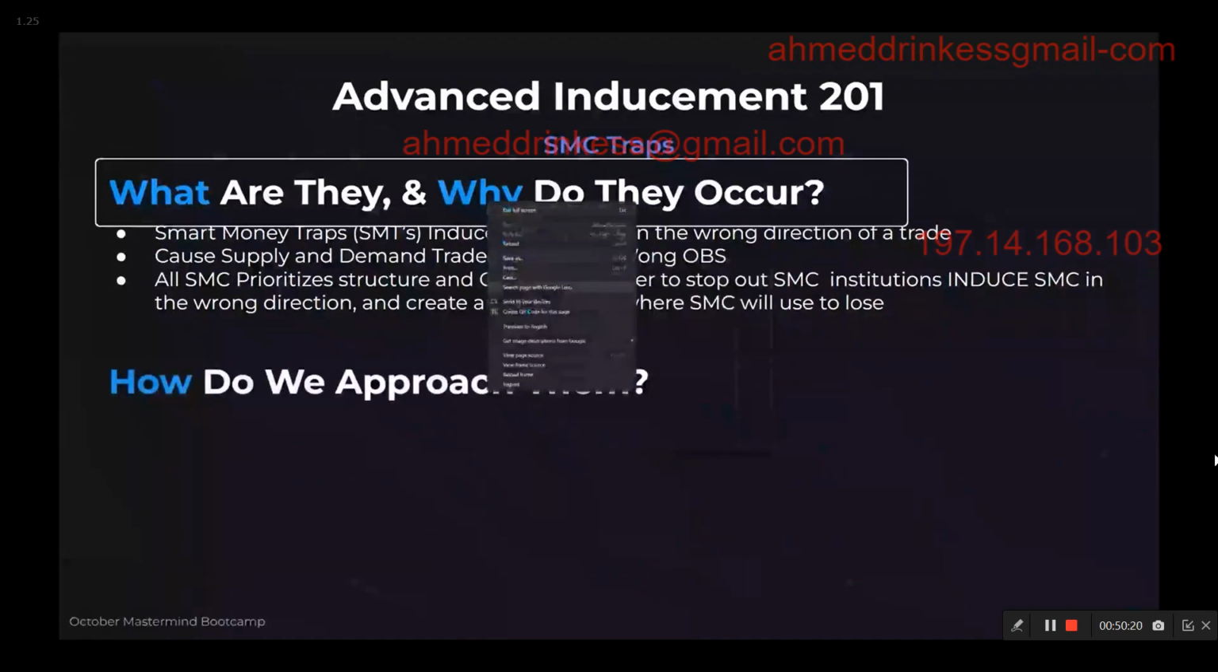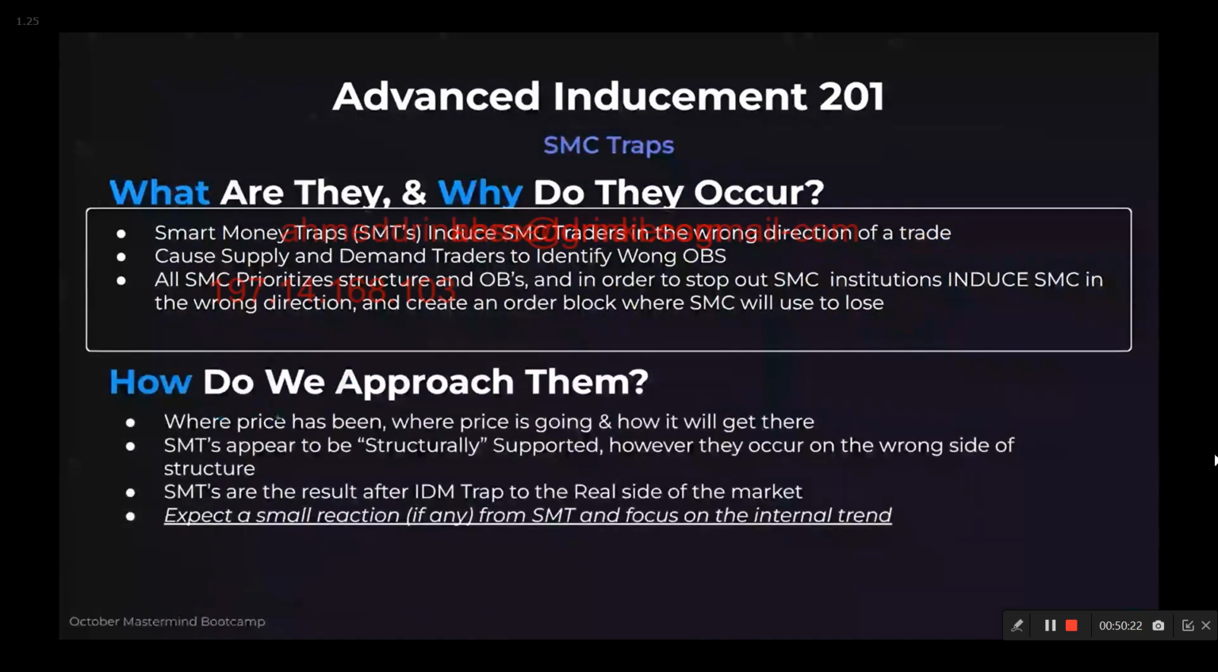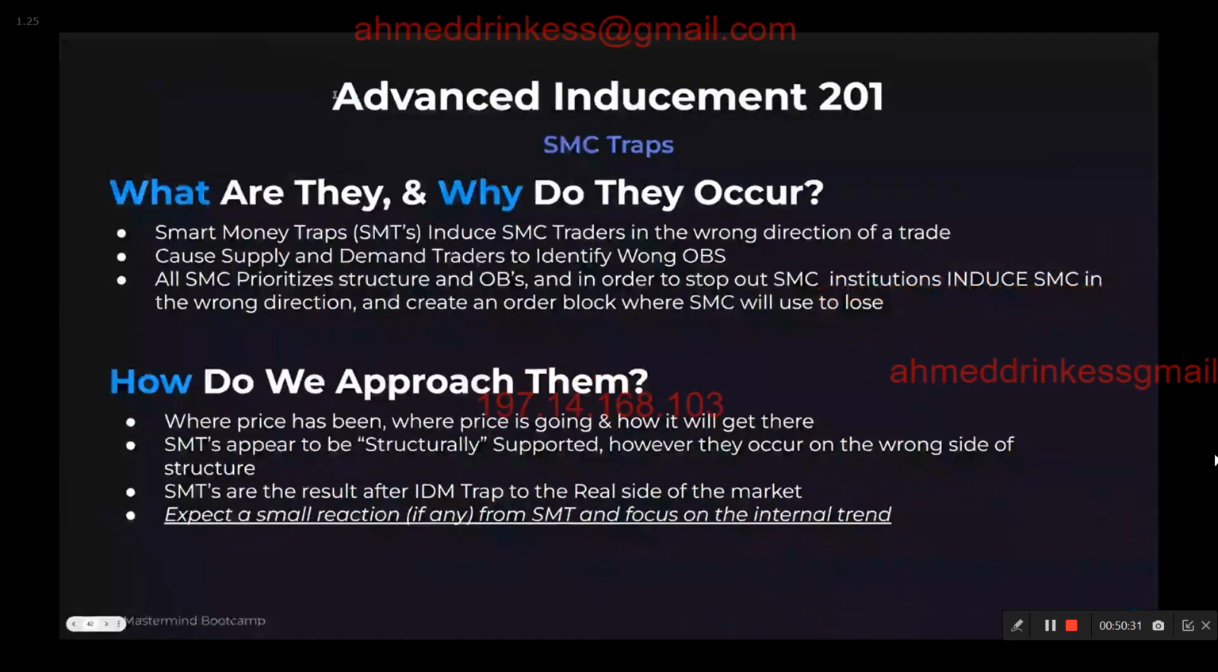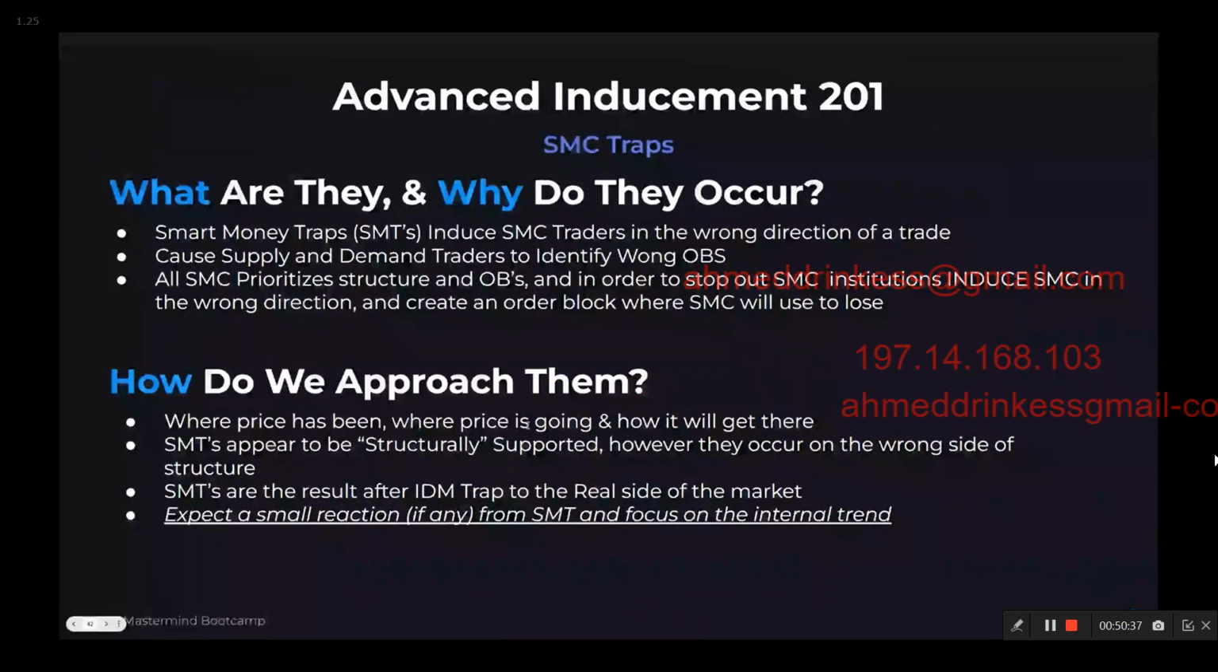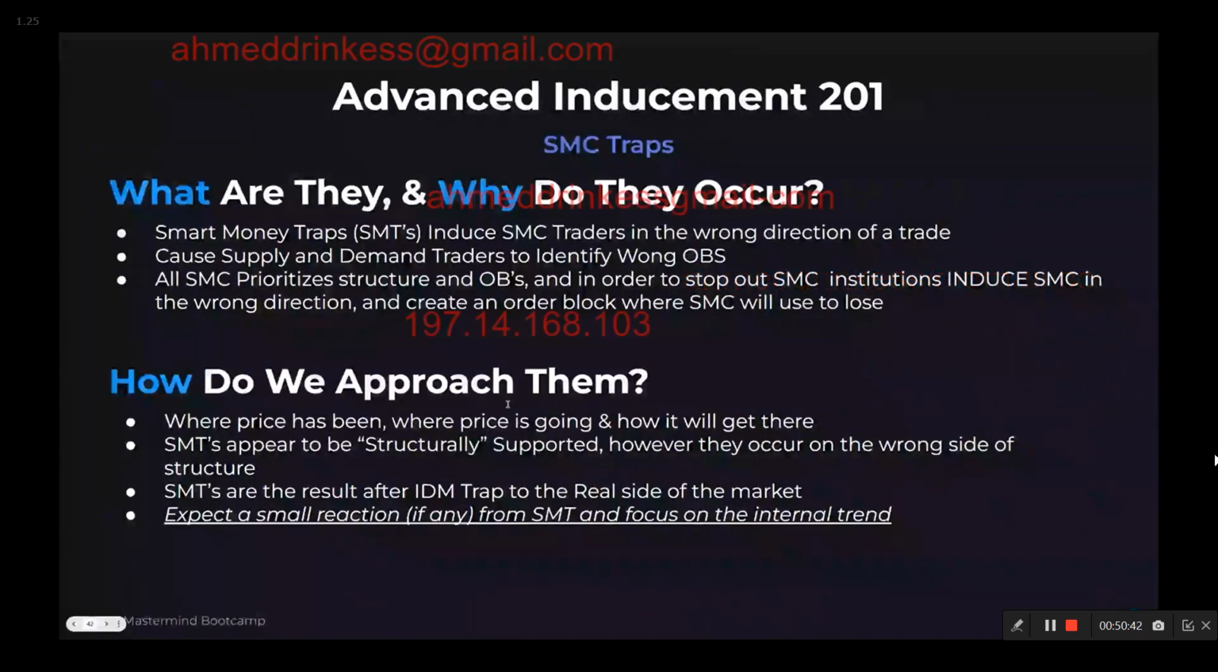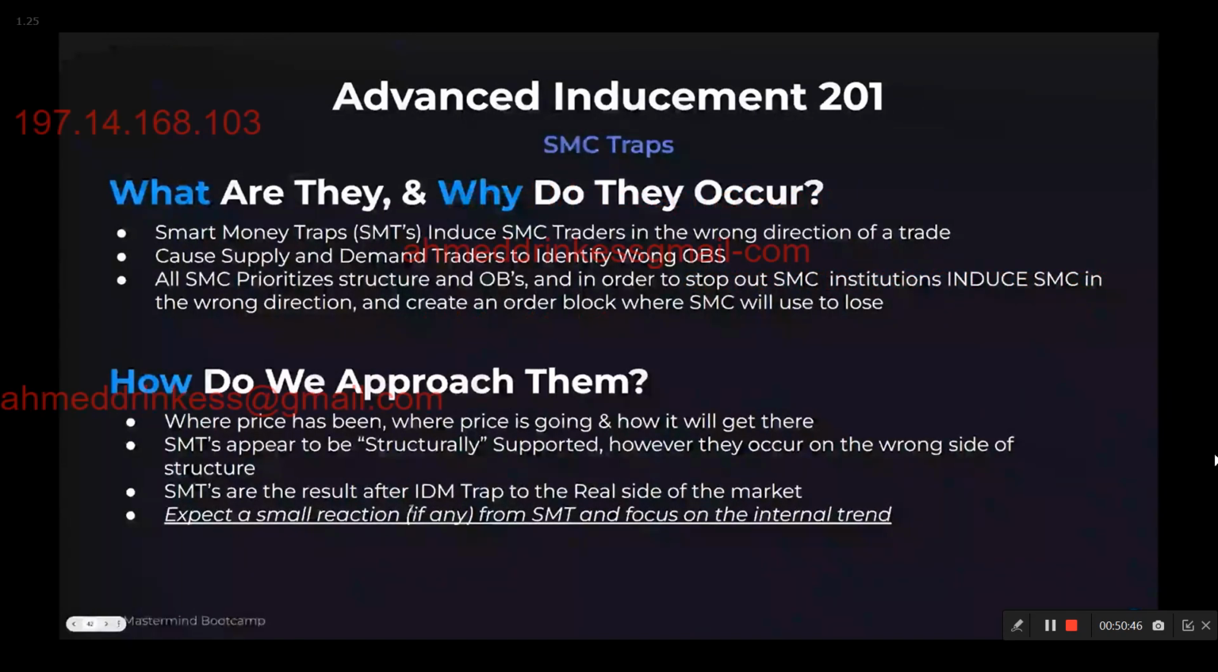So how do we approach them? Where price has been, where price is going, and how we'll get there is a key factor to identifying the correct order blocks, specifically the correct SMTs, which we use counter to regular traders. SMTs appear to be structurally supported. However, they always occur on the wrong side of the true market intention. SMTs are the result after an inducement trap to the true side of the market.